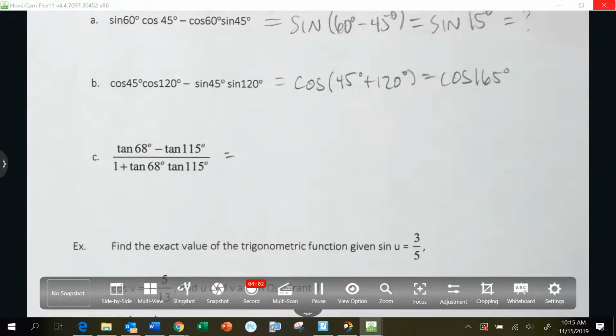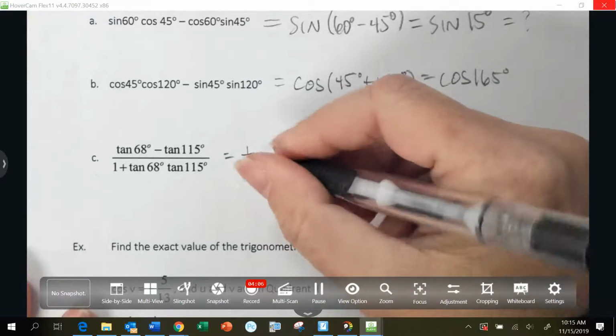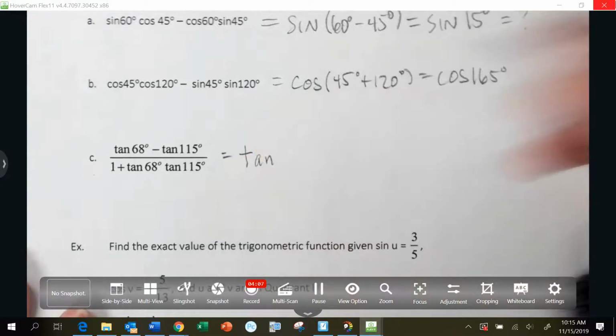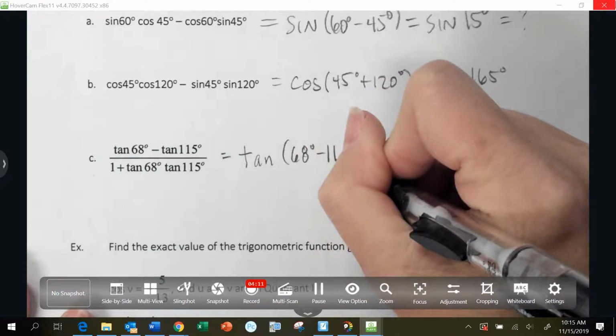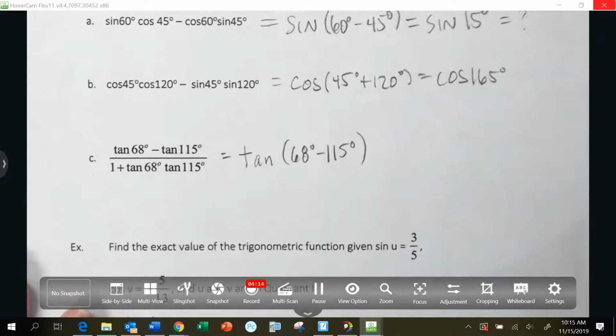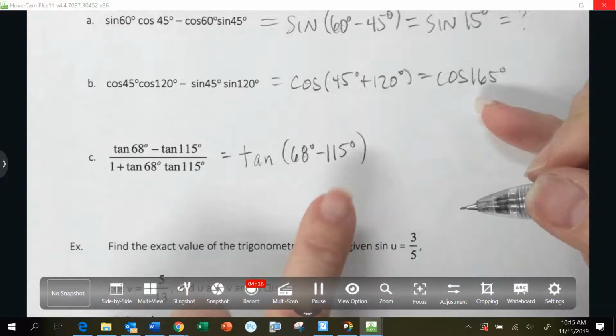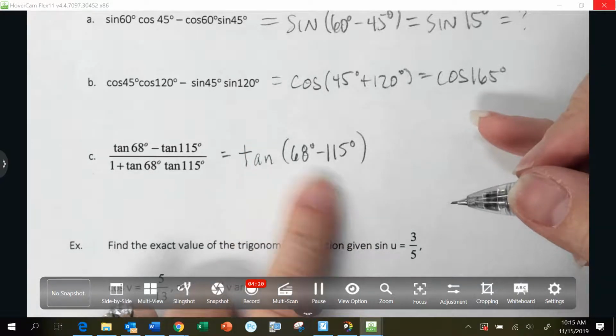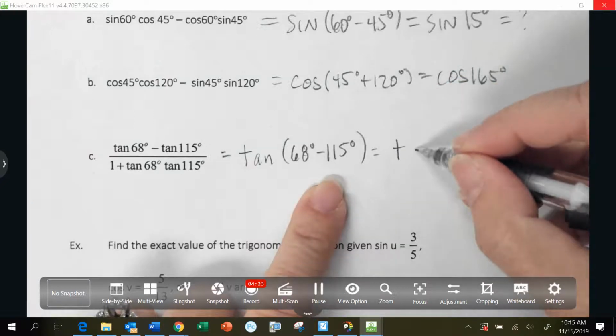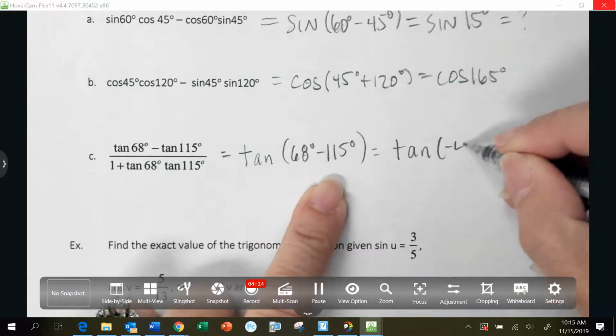And the third one, I'm not sure. Is it sine, cosine, or tangent formulas? Okay, but which one is it? Is it the addition or subtraction? It's the subtraction, so we're going to do 68 minus 115. You do need to put it in order because I'm going to get a different answer if I do 115 minus 68. So make sure you put it in order. 68 minus 115. Simplify that, we get tangent of negative 47 degrees.